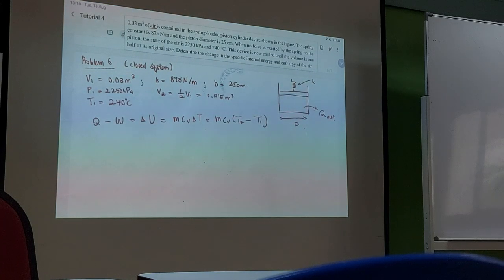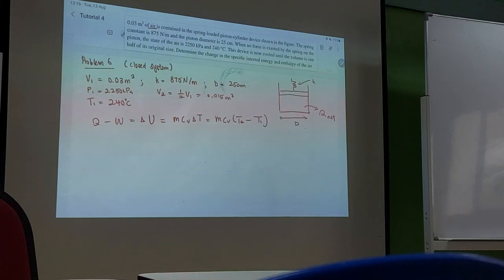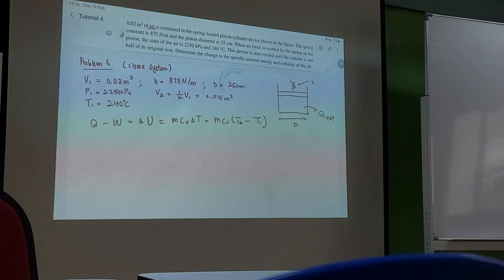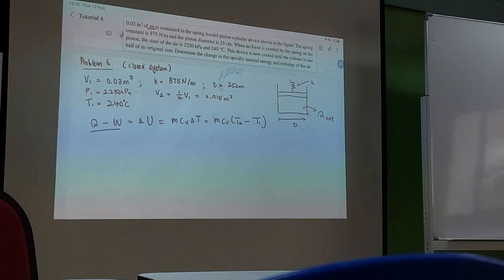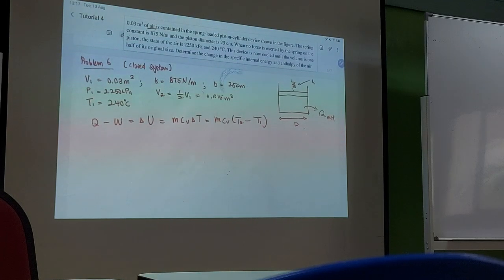To be fair, for this question, you don't really need to write Q minus W also, because the question just specifically says specific internal energy or enthalpy. So either way, in this case, this one is not too important, but we can write it out just for you to look at this question.